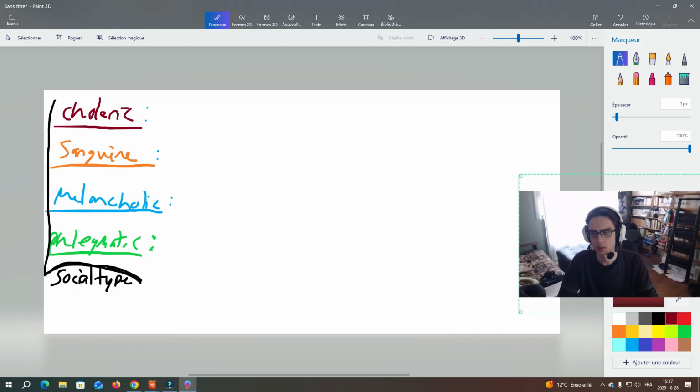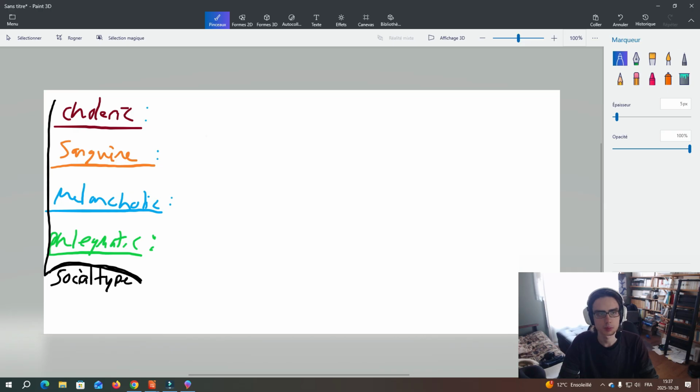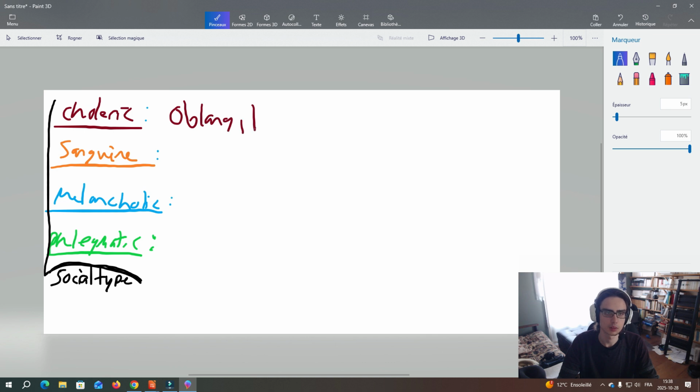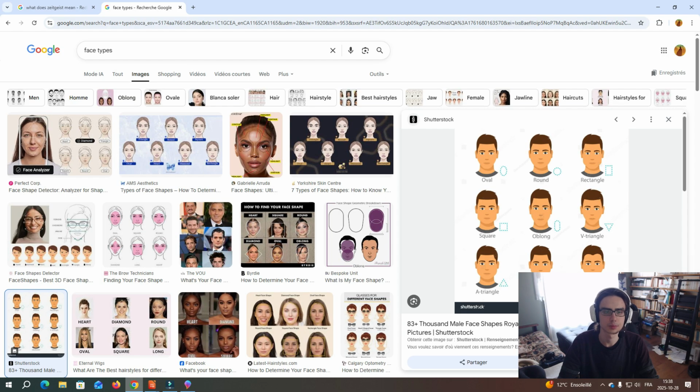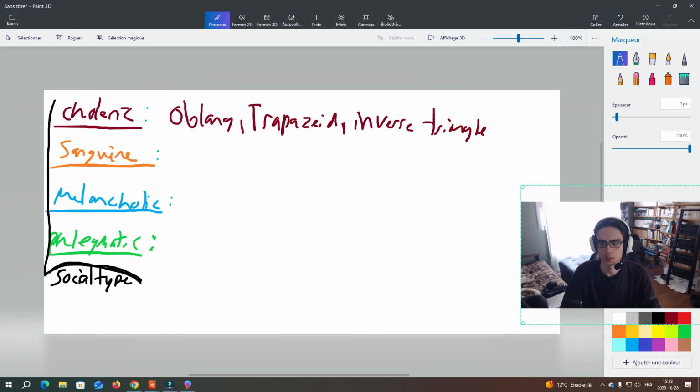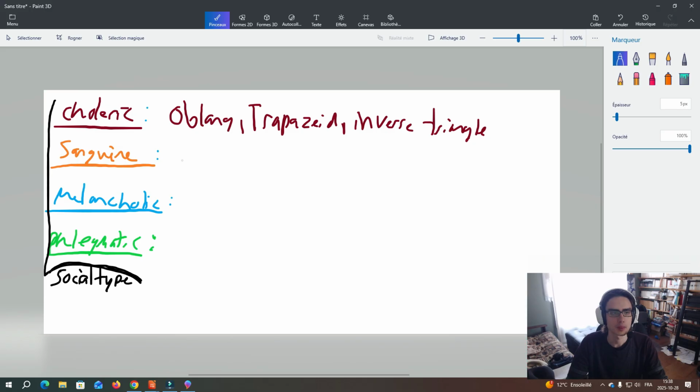But yeah, let's talk about the principal faces. So, correlating, we have the oblong, the trapezoid, and the inverse triangle, and the other one is... not so sure. Okay, now we will do the sanguine. I think it's the oval.